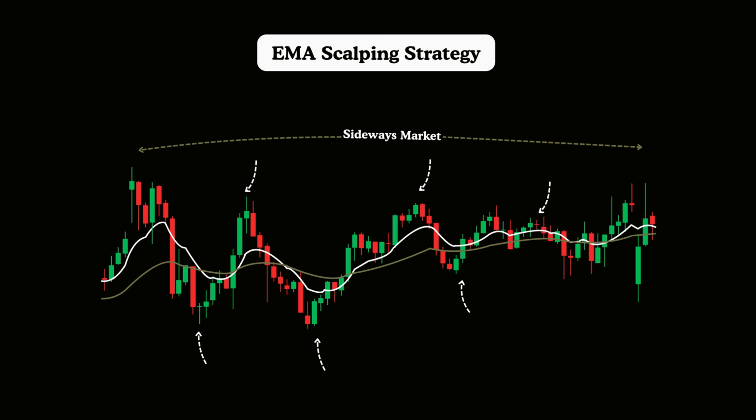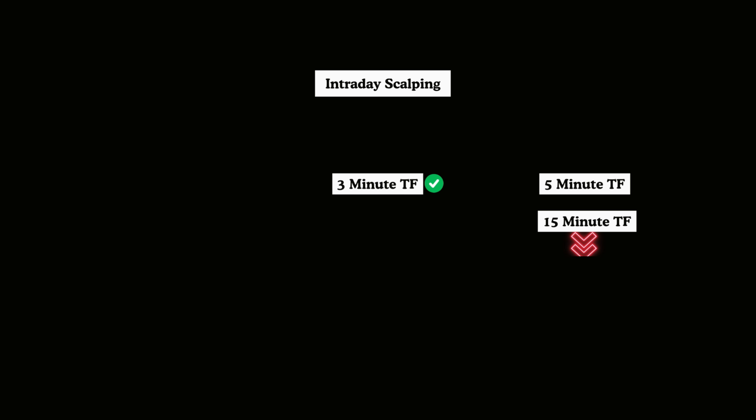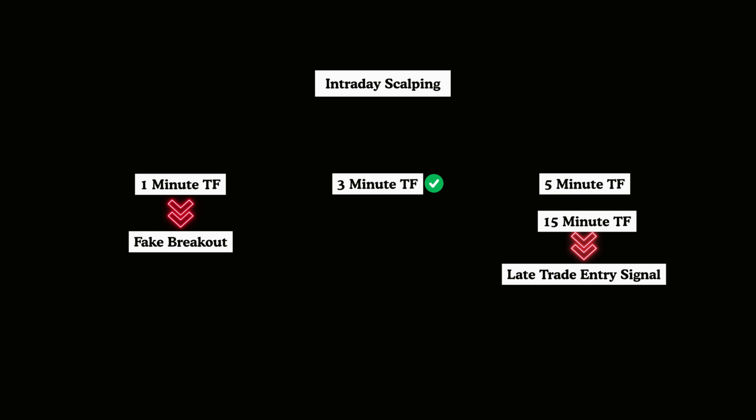Therefore, if you are buying options, you should only take entries in trending markets and always avoid trading in sideways phases. Since we scalp intraday, we will apply this strategy on the 3-minute time frame. If used on higher time frames, you'll receive delayed entry signals. In smaller time frames, you'll notice higher volatility, which often results in fake breakouts. That is why we apply this strategy on the 3-minute chart.